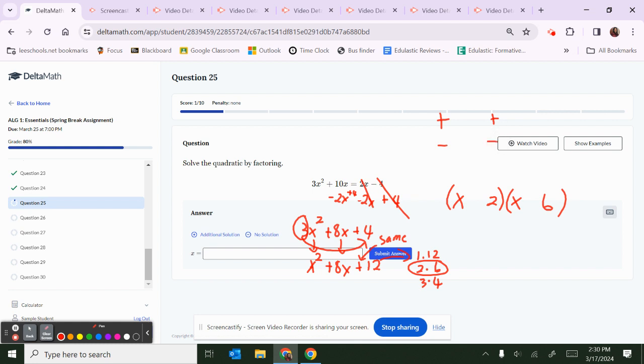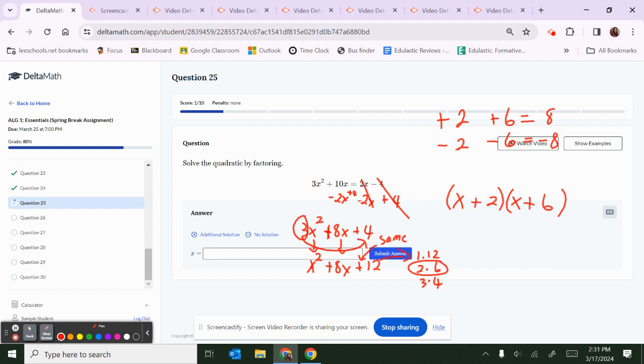All right? So if we had 2 negatives, negative 2 minus 6 is negative 8, but we needed a positive 8. All right, so that's what we needed right here. So a positive 2 and a positive 6, 2 plus 6 is positive 8. So I need 2 positives.